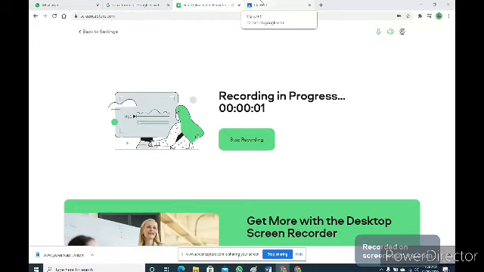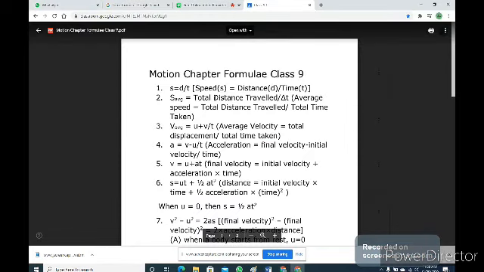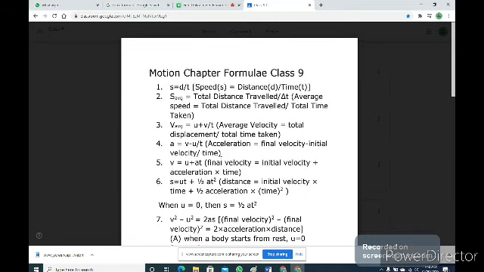So now let's see the formulae for motion. The main formula for motion is speed is equal to distance by time. The average speed is going to be the total distance traveled by total time taken. Average velocity is going to be the total displacement by total time taken.